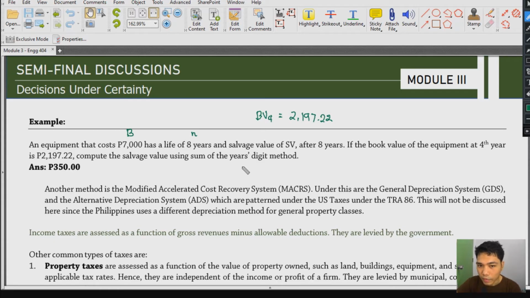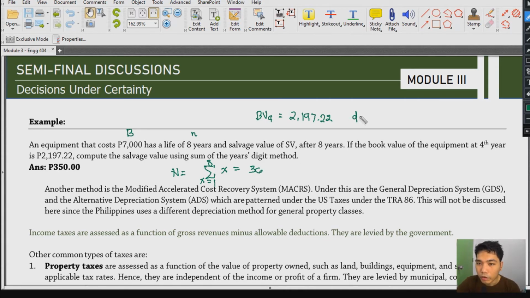We need to compute for the salvage value using the sum of the years digit method. So SV is actually unknown here. So what we have to do is to determine it using the sum of the years method. So the first thing that we need to do here is to take the sum of all the digits and determine our capital N. So we could just use x is equal to 1 up to 8. So this should give us a value of 36. So your N is equal to 36.